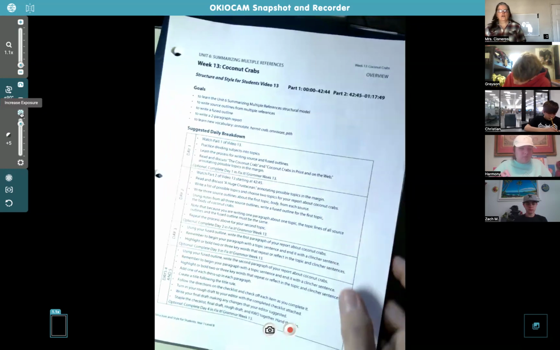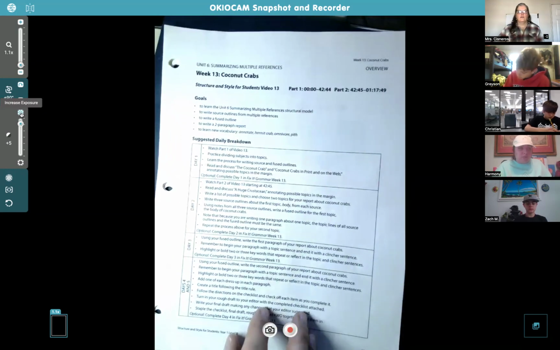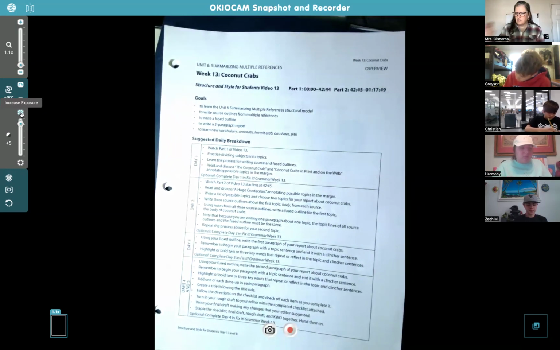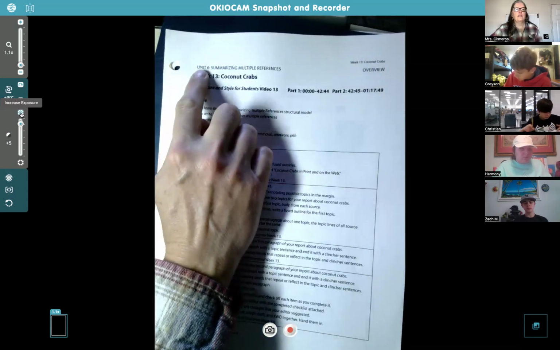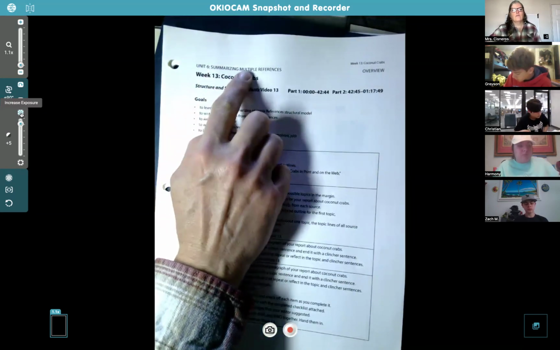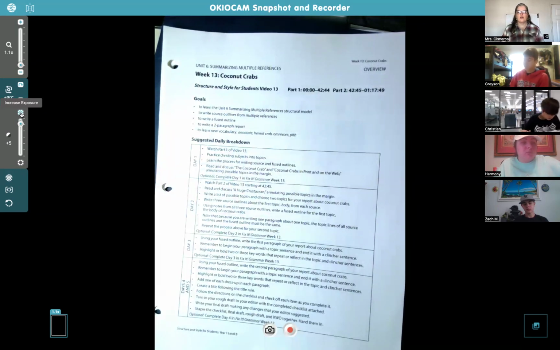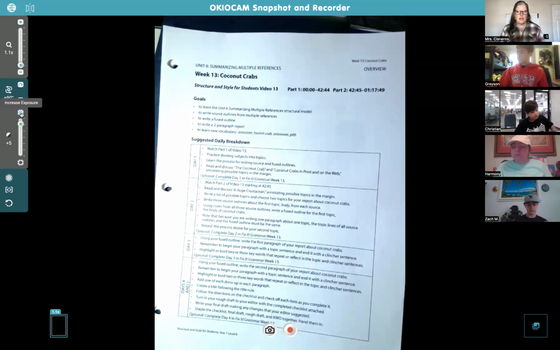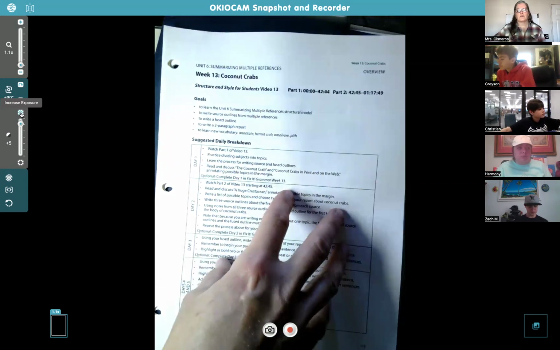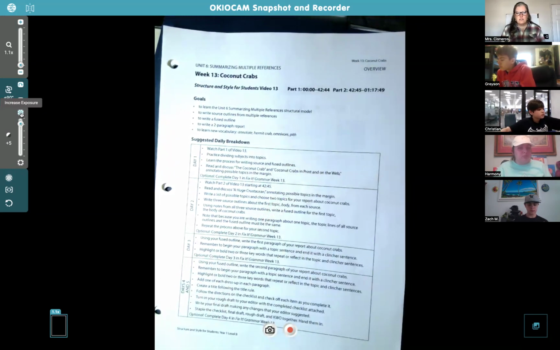It's called Coconut Crabs. And you're going to notice it says Unit 6, summarizing multiple references. We already talked about summarizing references. Like when we did Captain Cook, that's what we did. We summarized that one reference. Well, guess what? We're going to have multiple now. This one has 3. And references means where you're getting your information. These are called articles that we're going to read about. There's 3 of them here.